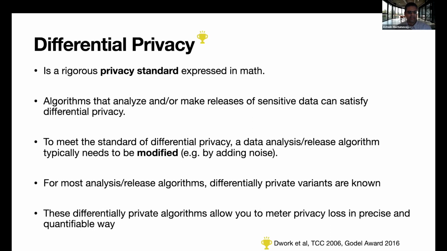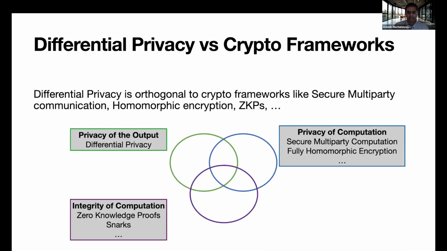To meet the standard of differential privacy, your analysis algorithms have to be modified, for example by adding noise, though you could be doing other things as well, right? For most analysis algorithms, differential privacy variants are known. These algorithms allow you to meet your privacy laws in precise and quantifiable ways. Another important point is that you need to acknowledge that differential privacy is just one piece of the puzzle in a lot of situations. You may need other pieces of the puzzle to solve the problem as well.